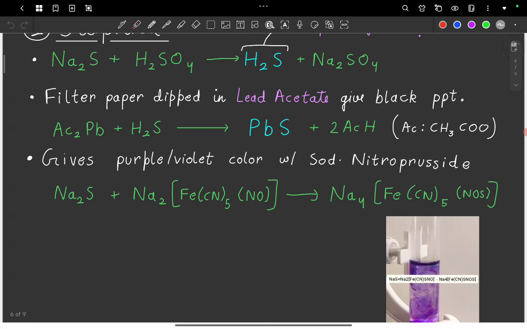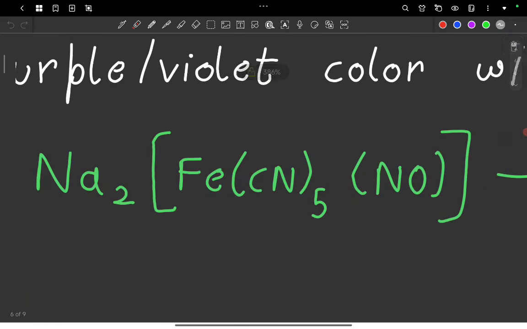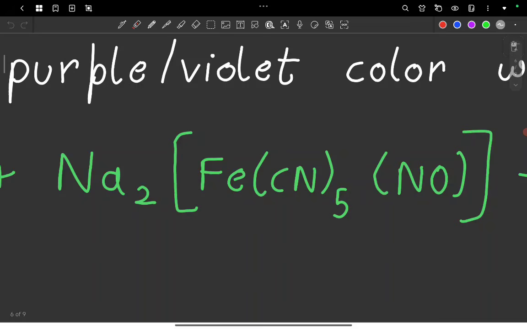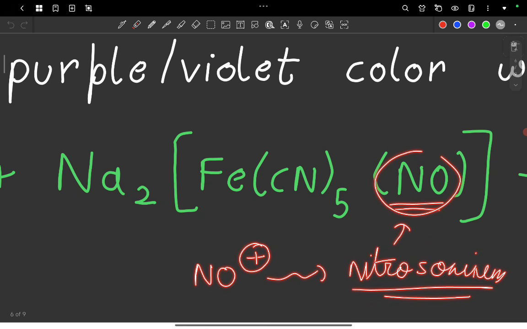There is another test that you must know, which is the sodium nitroprusside test. Now first of all, let's look at sodium nitroprusside. What is sodium nitroprusside? Let's try to decipher it. Now this is the nitro here. This ion, which is the NO+ ion, we call the nitrosonium ion. Alright. So the nitrosonium ion is a part of sodium nitroprusside, and of course there's sodium.